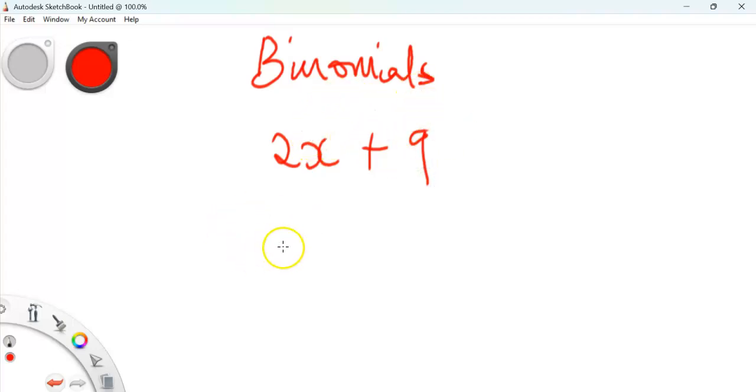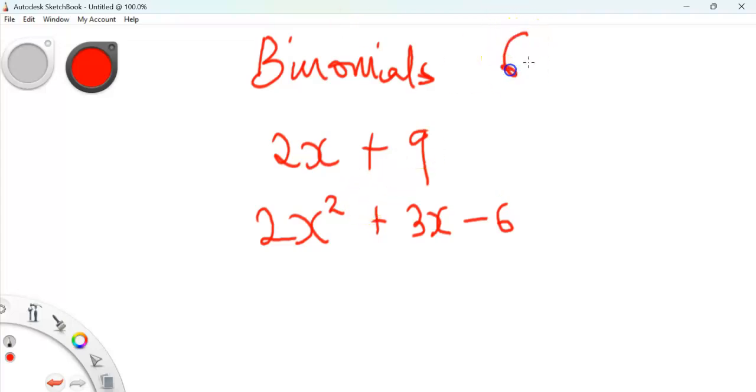But in a situation whereby you have 2x squared plus 3x minus 6, that is a trinomial, right? Why? It's because it has three terms. When you have 6m minus 2n plus 4y, okay, what you're having here is a trinomial. Why? It has three terms.